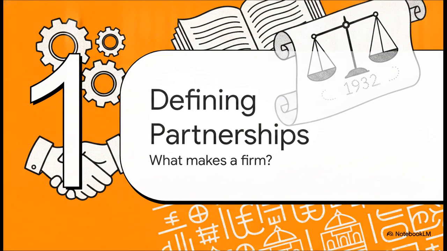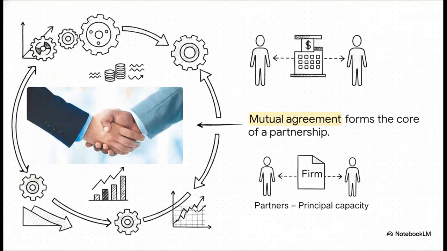Section 1. Defining business partnerships. Let's start with the basics of what actually constitutes a partnership in the eyes of the law, specifically looking through the lens of the Indian Partnership Act of 1932. At its very core, a partnership is built entirely on mutual agreement. It's basically a relationship where two or more persons agree to share the capital, the management, the risk, and the profits of a business.